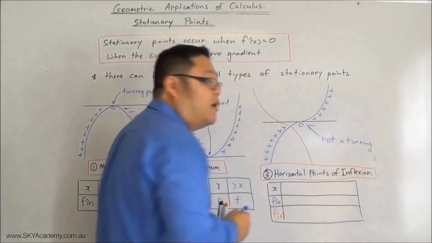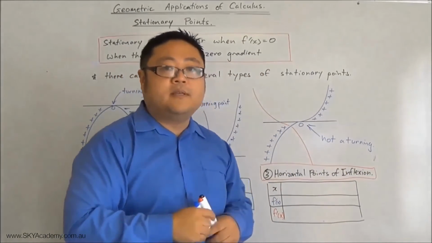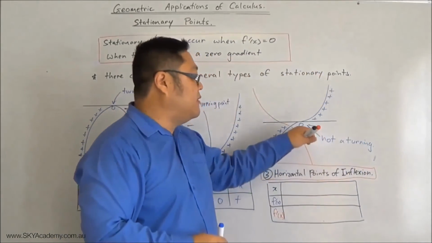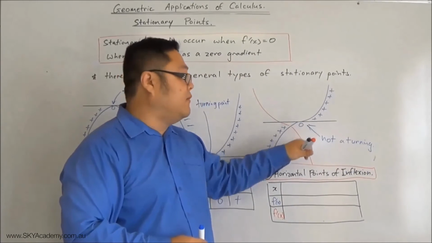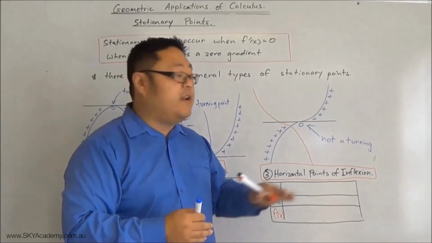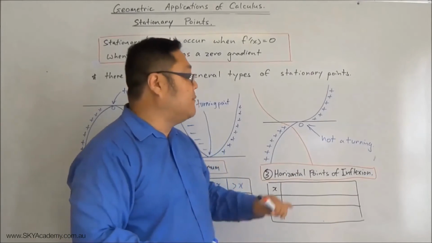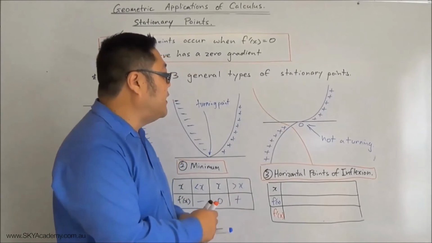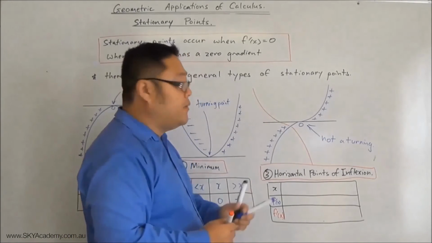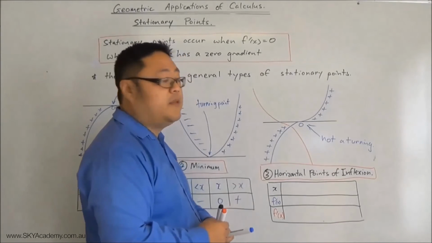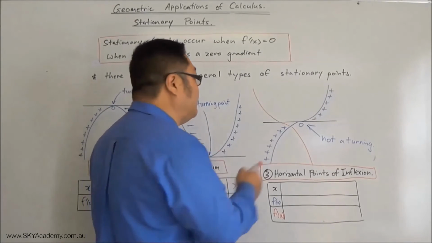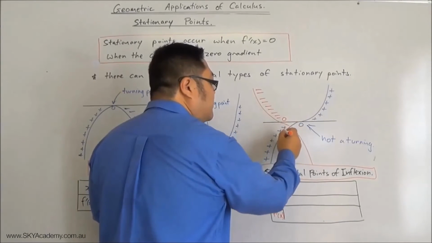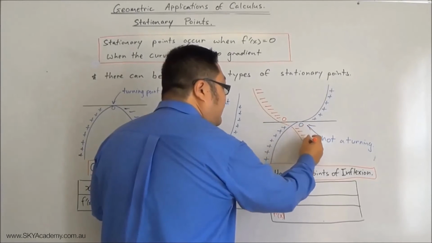Of the three types of stationary points, only maximum and minimum points are turning points. The third type, a horizontal point of inflection, is not a turning point. This is a point where a lot of students often get stuck. The opposite is true for the red curve. In this case, it's exactly the same, but the gradient is negative all the way to this zero point, and then it goes on its negative merry way.